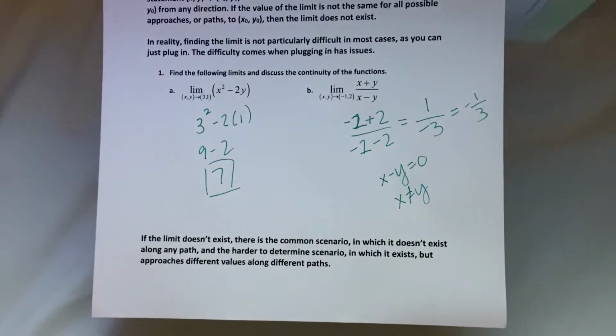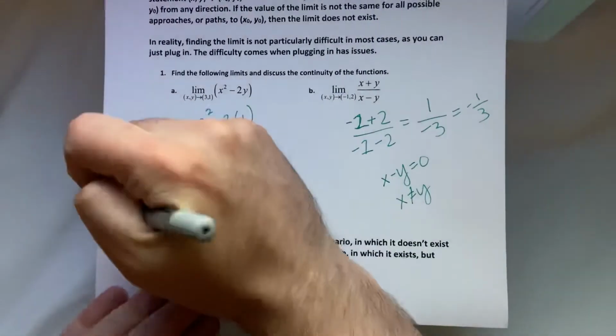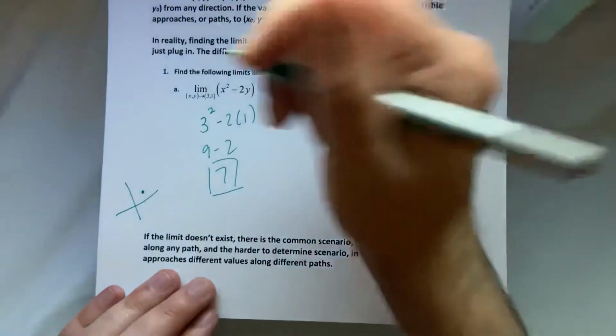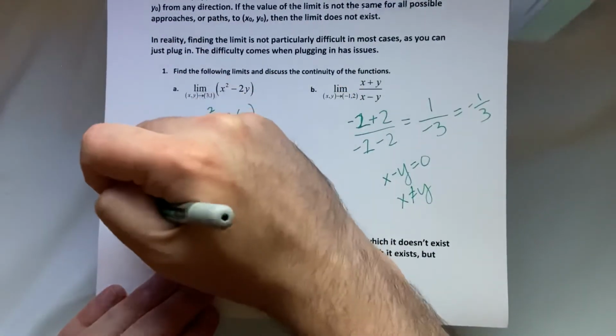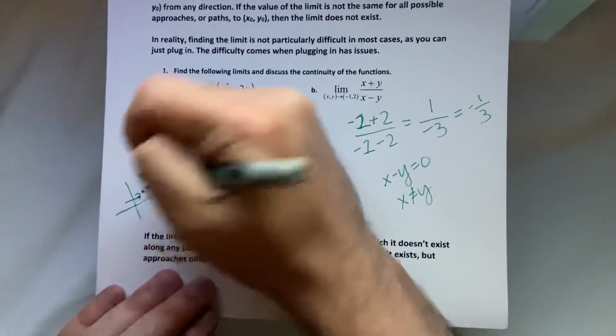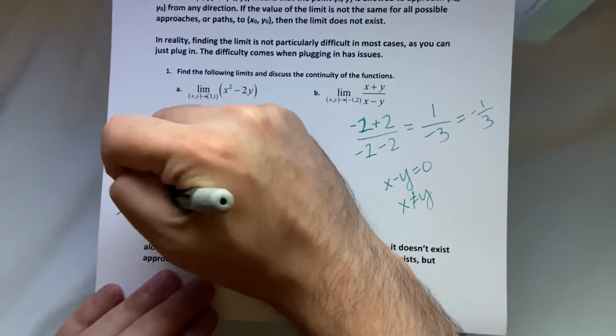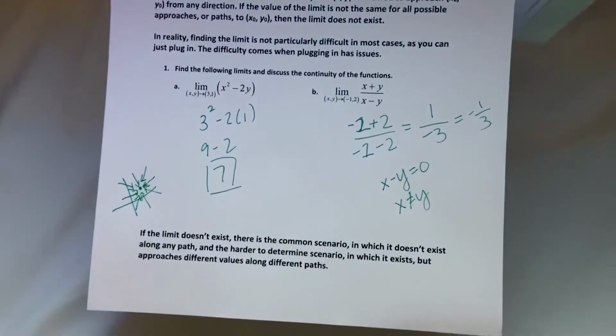Now, if the limit doesn't exist, there's a common scenario in which it doesn't exist along any path, and the less enjoyable scenario where it exists but goes to different values along different paths. And so when I'm talking about path, I'm talking about, let's take the point in the xy plane, let's say here. Normally, before, in 2 dimensions, we could go from the left towards the point, go from the right. Now I can go from above, from below. I can take any diagonal because I have 2 different variables approaching that point. So there's so many ways we can approach it.